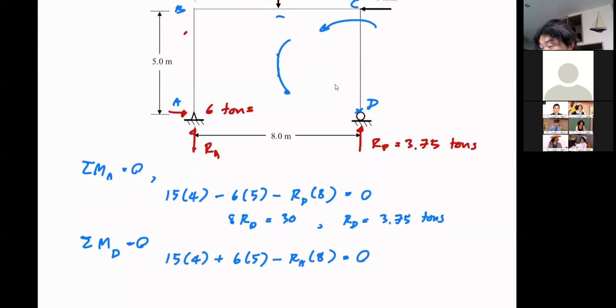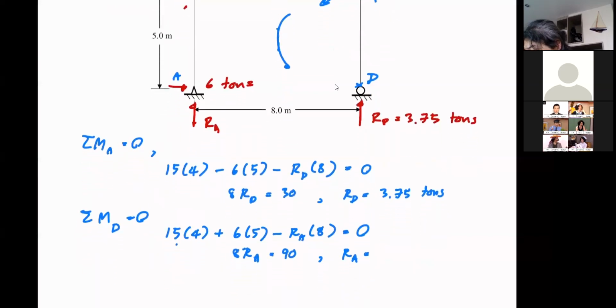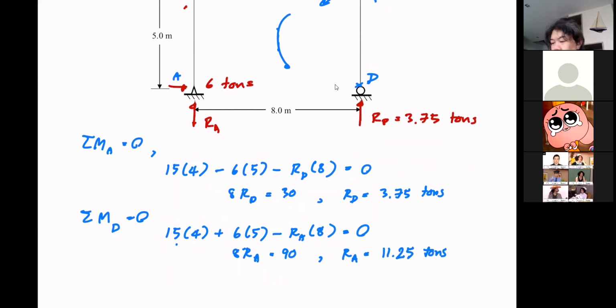Okay, so that means now this is 60, this is 30, so it's 90. So it's 8 RA equal to 90. So RA would now be how much? 11.25. Am I right? Yes. Yes, okay. So thank you.